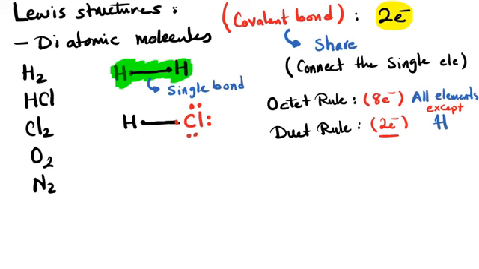I'm going to count 8 electrons for chlorine. So please look here: 2, 4, 6, and this bond belongs to chlorine because these are shared electrons. So 2, 4, 6, 8 electrons for chlorine. How about hydrogen? Hydrogen is going to count 2 electrons because this bond belongs to hydrogen as well.